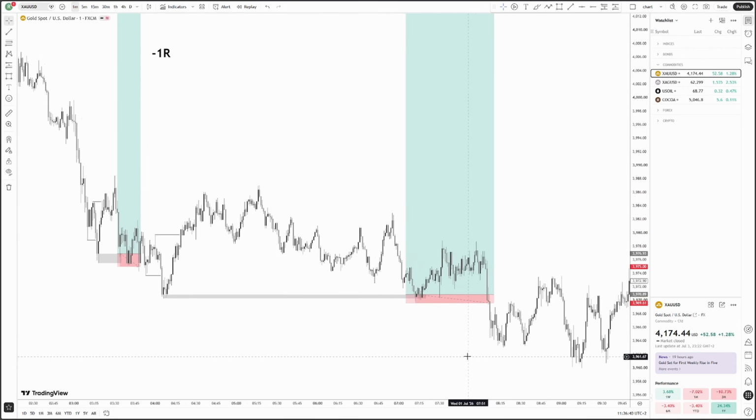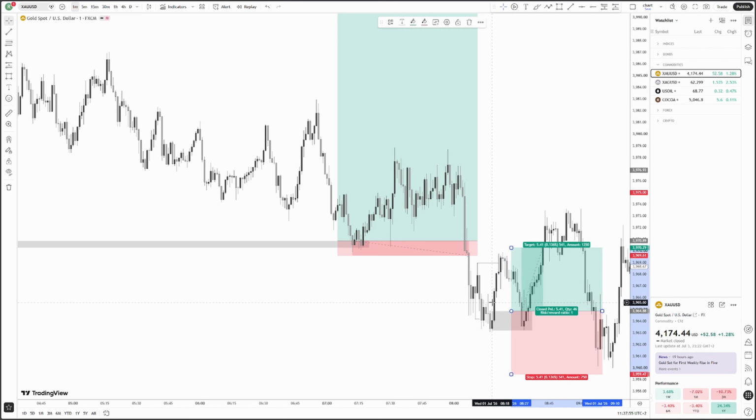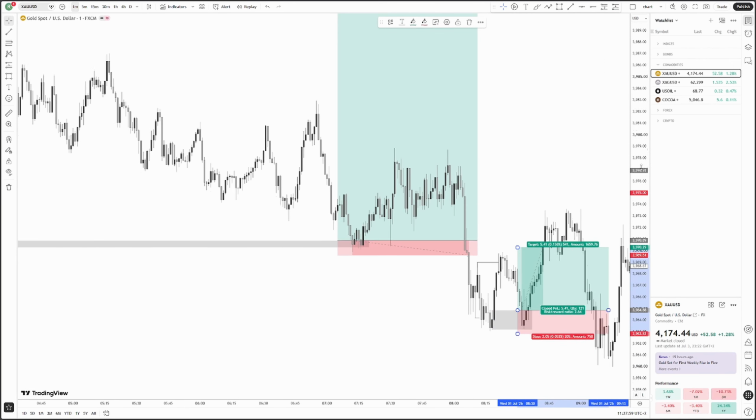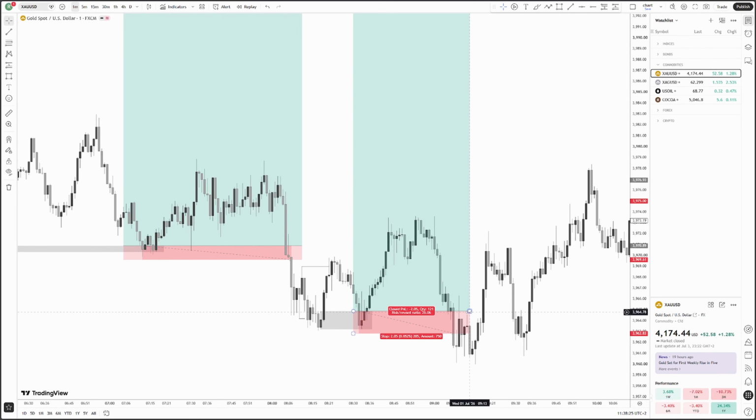Even if you widen this up, it wouldn't have mattered that much because it went down anyway. So let's continue. The next one is right there: a low broken, a high broken, validating this zone right there. Let's set an order again on top of that zone, stop loss below the zone, targeting the same target.